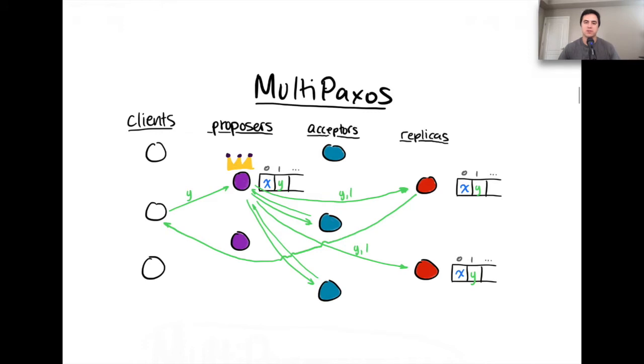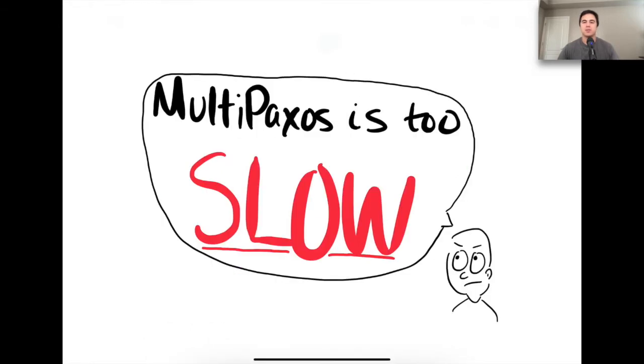Here's the communication flow again for command Y. We go client to leader, leader to acceptors, acceptors back, leader to the replicas, and one of the replicas back to the client. If you pick up a paper on state machine replication, more often than not, the paper will mention that MultiPaxos is slow. Specifically, that it has low throughput.